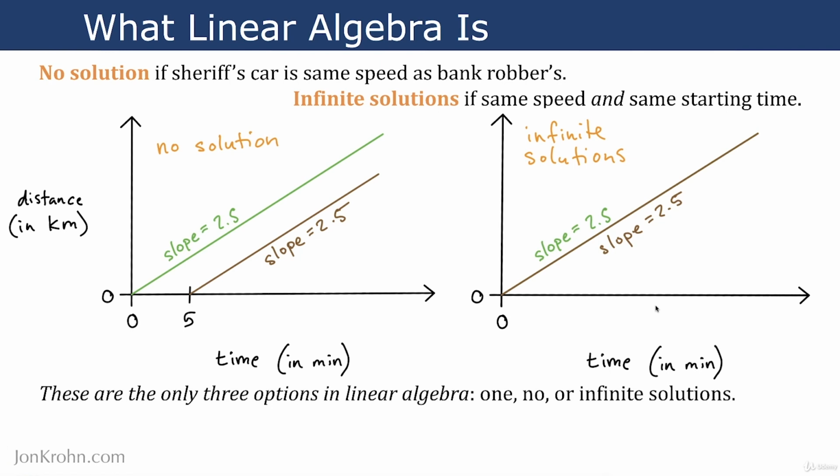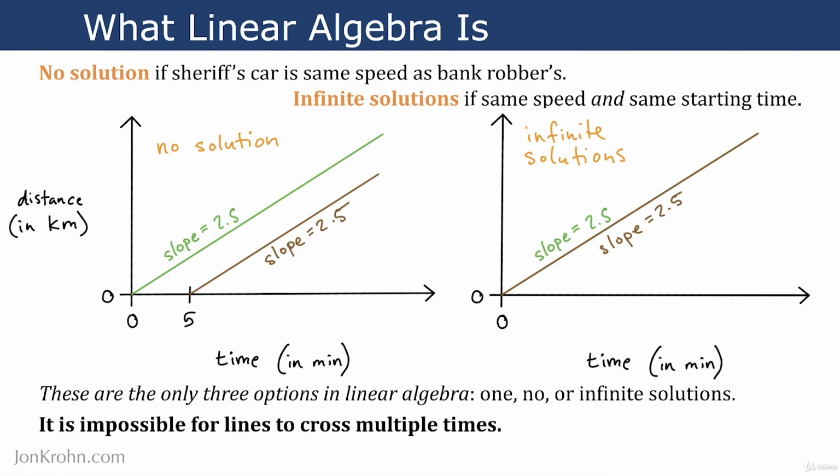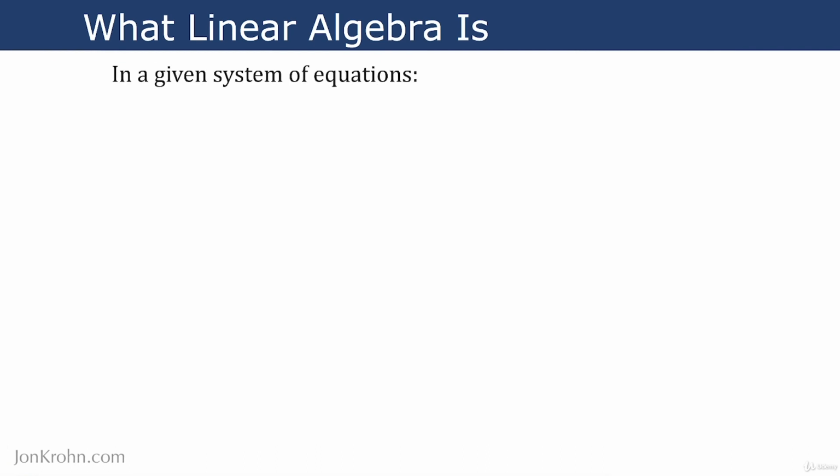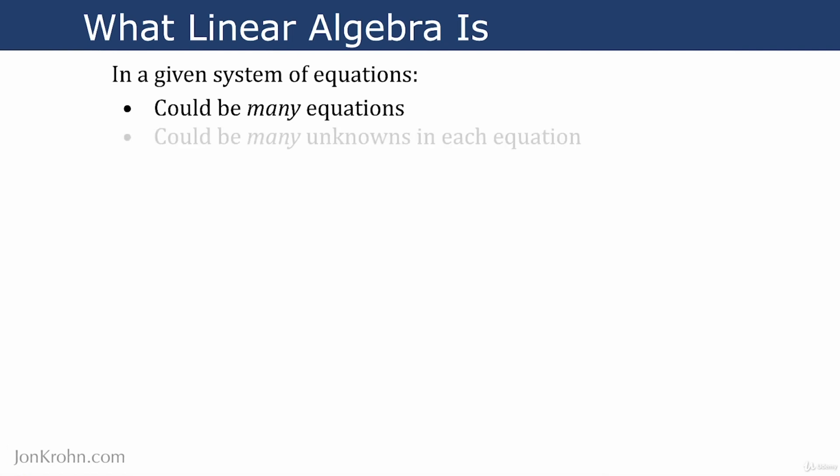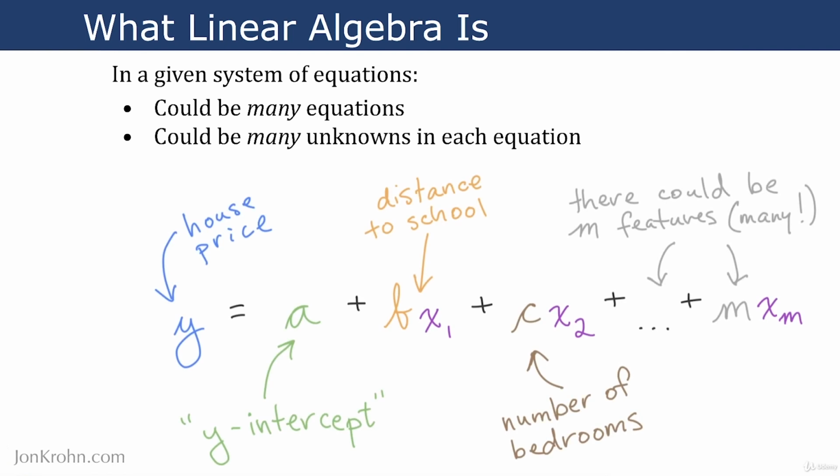These are the only three options in linear algebra. So you either have one solution, no solutions, or infinite solutions. It is impossible for the lines to cross multiple times. So this is a key part of this being linear algebra in these systems of equations. In a given system of equations, there could be many equations. There could be many unknowns in each equation. In the example that I just showed you, there were 2 equations and there were 2 unknowns.